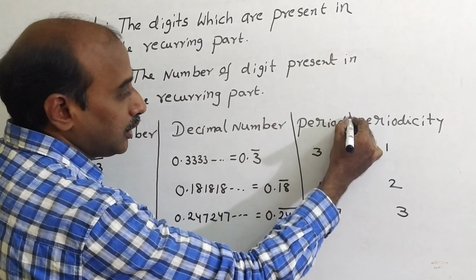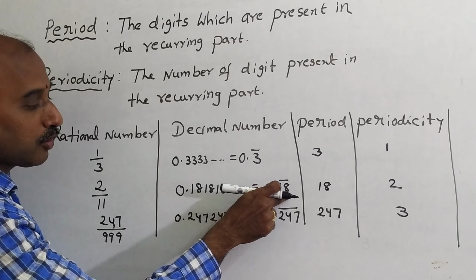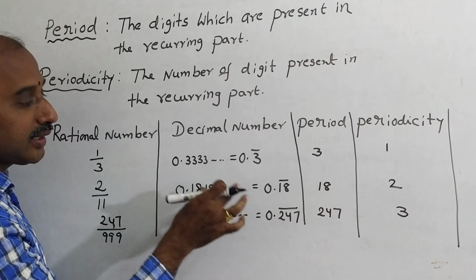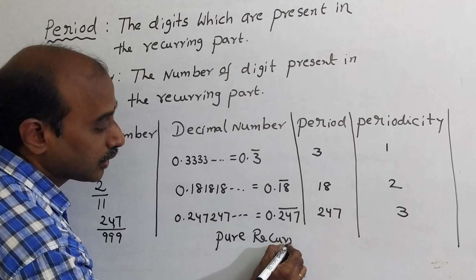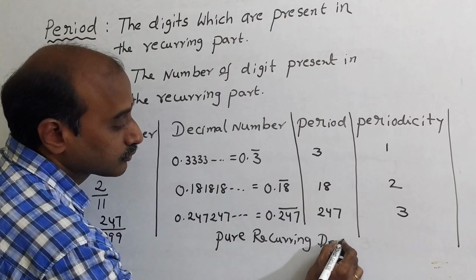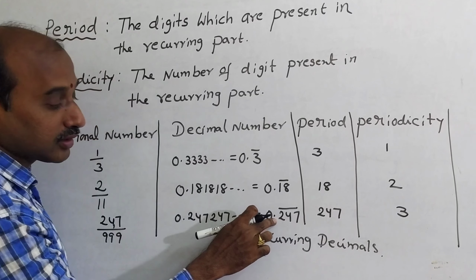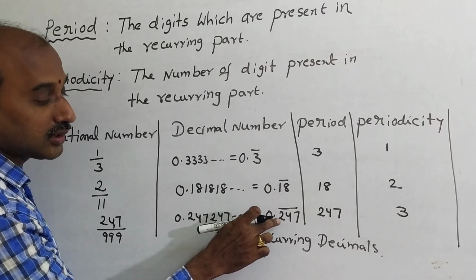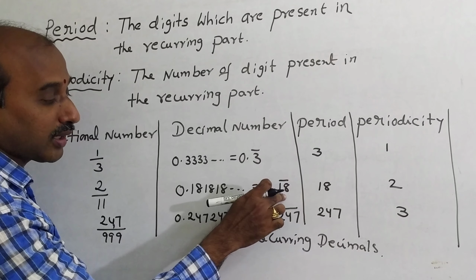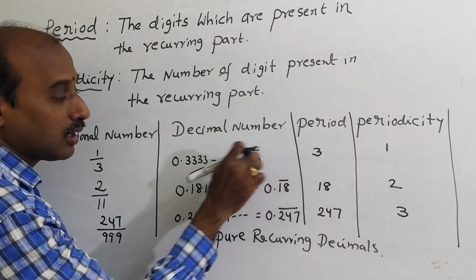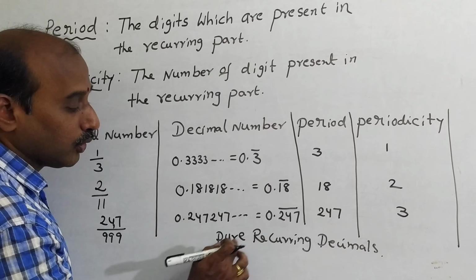Okay. Then here you can observe these decimals 0.3 bar, 0.18 bar, 0.247 bar, all of these are called pure recurring decimals. What is a pure recurring decimal? After the decimal point, all the digits are recurring. You can observe after the decimal point 247 is repeating. Here 18 is repeating. Here 3 is repeating. That we call pure recurring decimals.